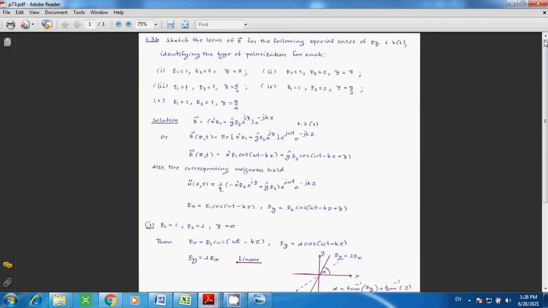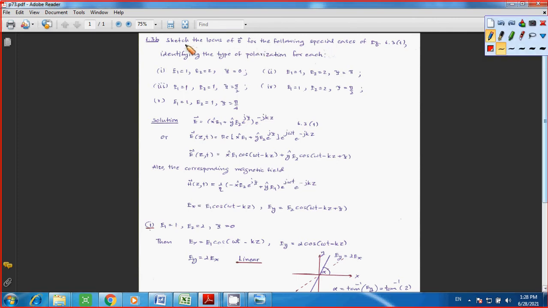6.3b asks you to sketch the locus of the electric field for the following special cases of equation 6.31, identifying the type of polarization for each one. So you have E1, E2, and psi. This one is about wave polarization.